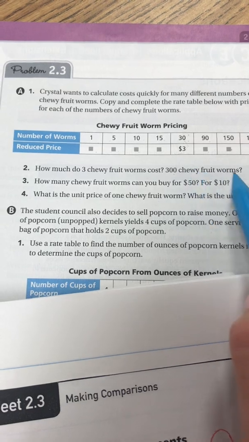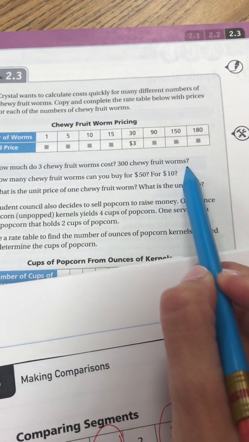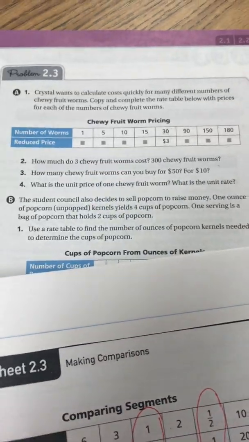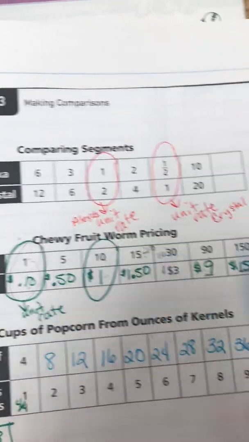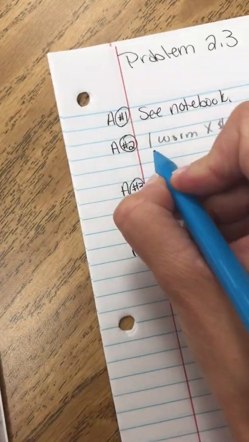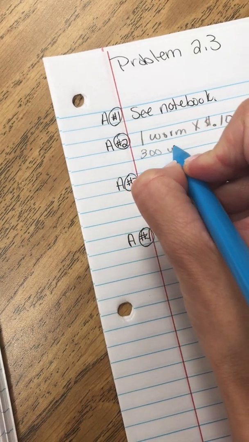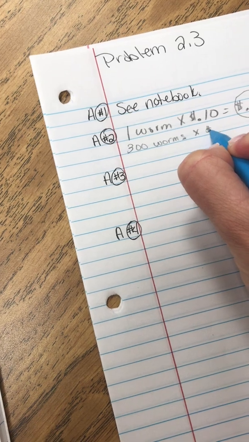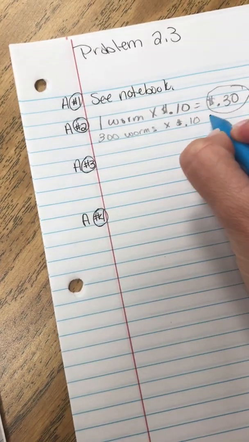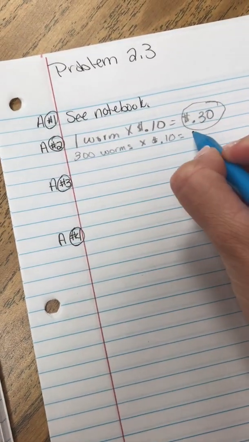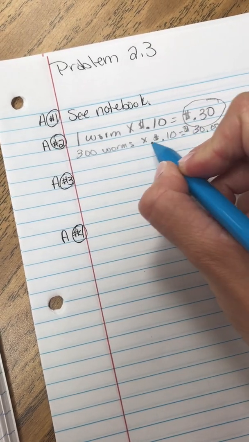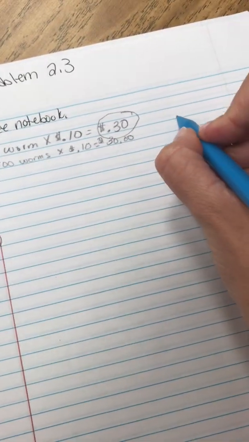Now, how much do 300 chewy fruit worms cost? Okay, so if I know that each worm is 10 cents, well, I could do 300 worms times 10 cents. Then we can do that pretty quickly, and that's going to give us our $30. And so if you need to line that up and do the algorithm, you can.